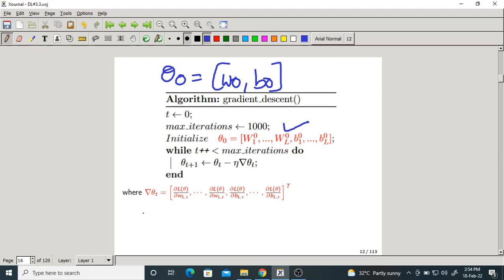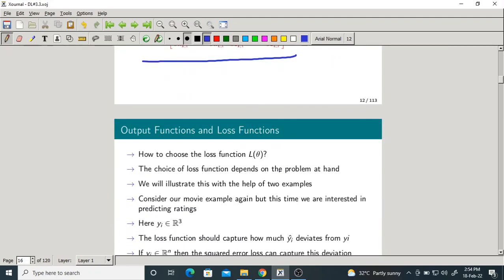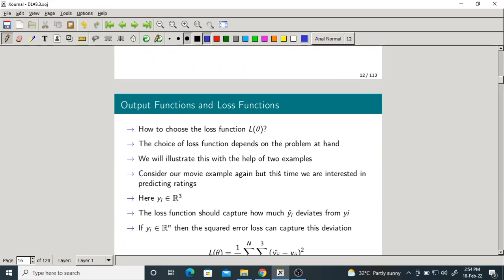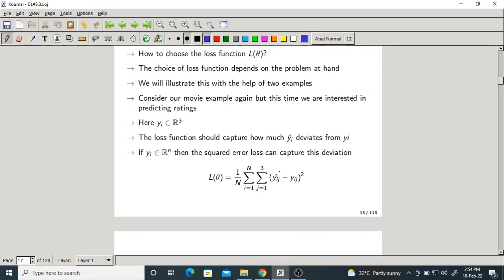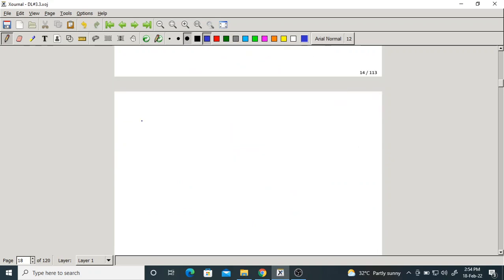And everything is the same, but the only thing is how to calculate this gradient of theta of t. Okay. So it is a very tedious task because we have to calculate so many partial derivatives. Okay. So this is about the algorithm for the neural network. The algorithm is the same, the only thing is the number of parameters which need to be calculated has increased. Okay, that's it. Now, anyway, we have to deal with some output function and loss function. What is the output function? O. What is the loss function? L of theta.